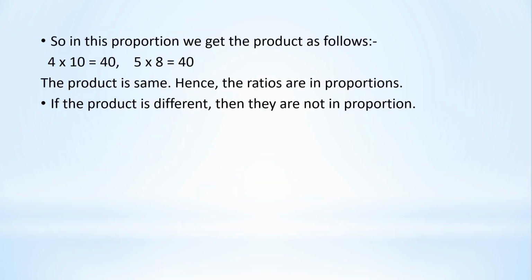So in this proportion, we get the product as follows: 40-40. The product is same, hence the ratios are in proportions. If the product is different, then they are not in proportion. Right? So now you can identify easily whether two ratios are in proportions or not.